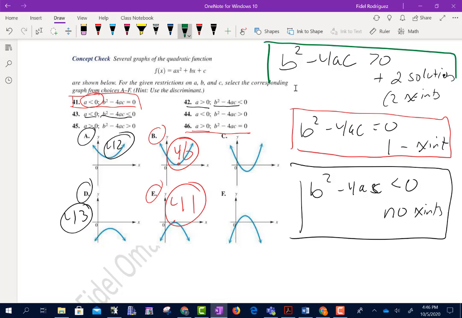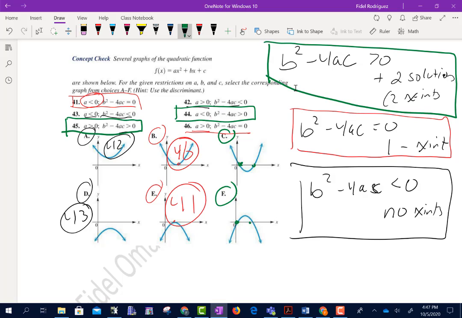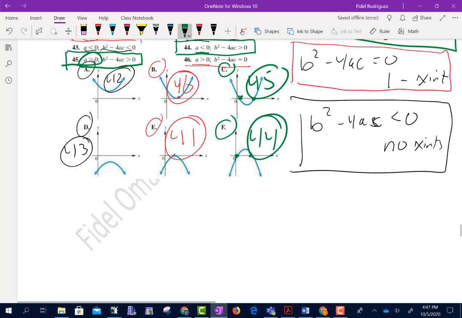So now, when it's positive, we're going to have two x-intercepts. So if you look here, we have two x-intercepts, okay? Because it hits the x-axis twice in both cases. All right, so this is going to be either 45 or it's going to be 44, okay? So in 45, it's telling me that A is positive. That means the graph opens up. So this one here will be 45. Here it tells me A is negative, so the graph opens down. This one here is going to be 44, all right? And that's how I'm able to kind of figure out which one matches with which, all right?